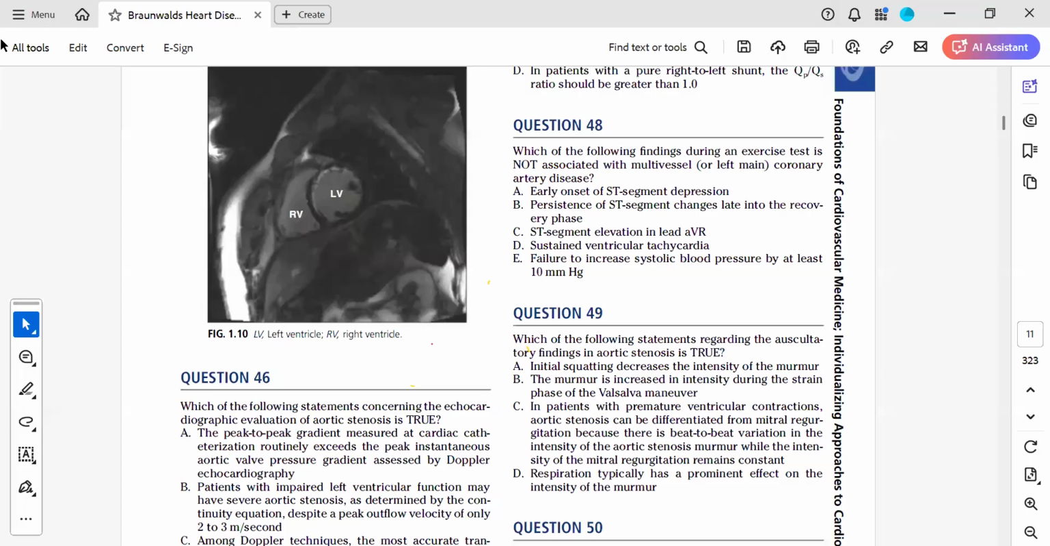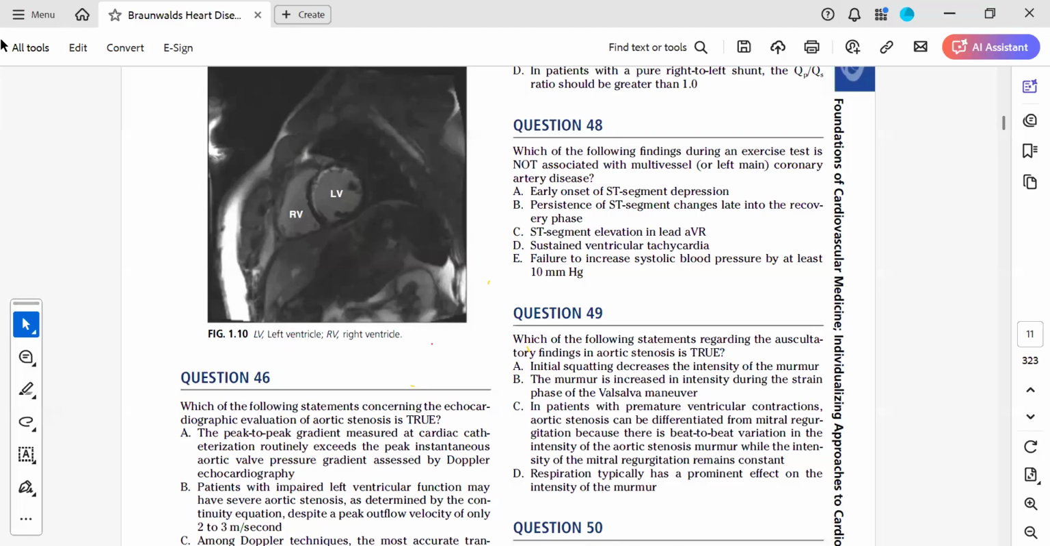Okay, so which of the following findings during an exercise test is not associated with multivessel or left main coronary artery disease? We've also discussed this evening. So what are the significant findings in exercise stress tests?